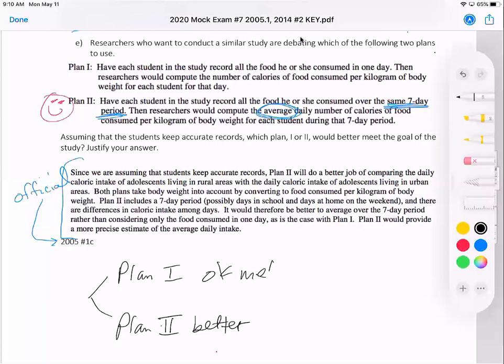Okay, so here's the official answer. Since we're assuming that students keep accurate records, Plan 2 will do a better job. I know I encourage you to say roughly and approximate a lot. Sometimes students will say, well, Plan 1's good here and Plan 2's good here. You just decide. If they're giving you 2 options, they want you to pick one. They're not wanting you to waffle like most stats teachers.